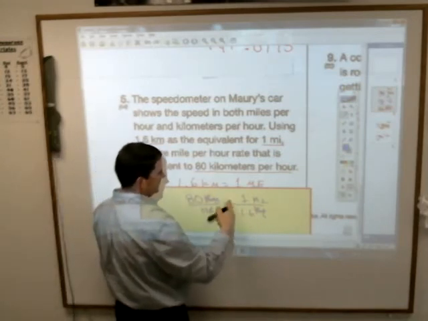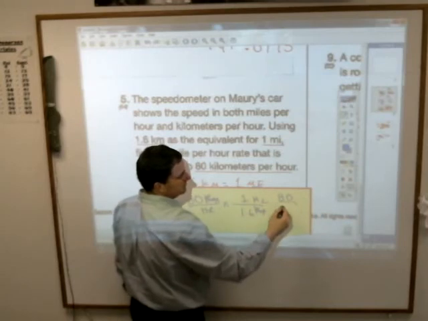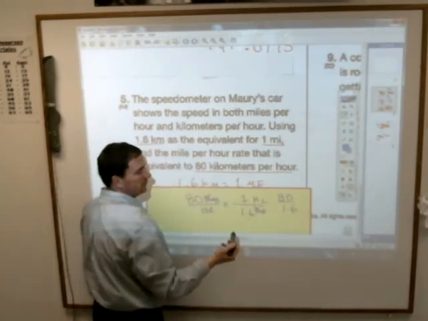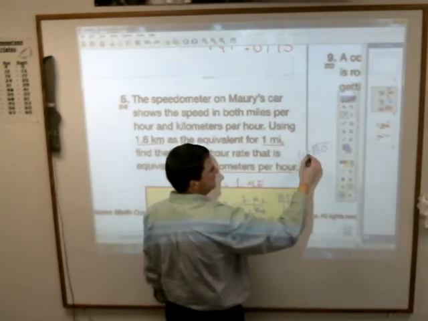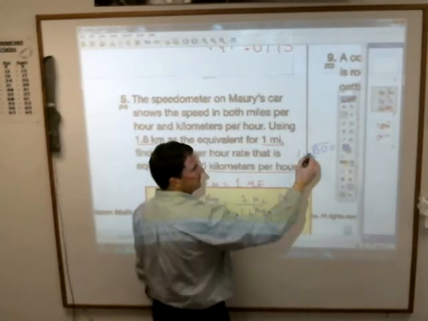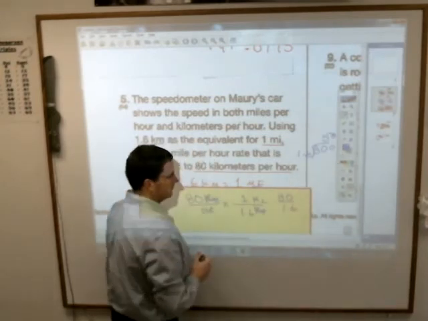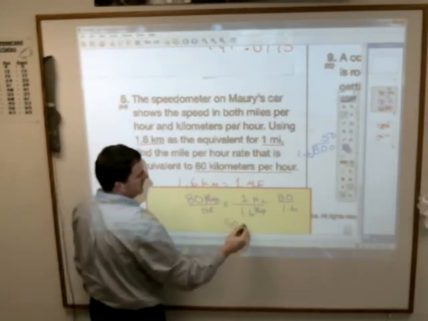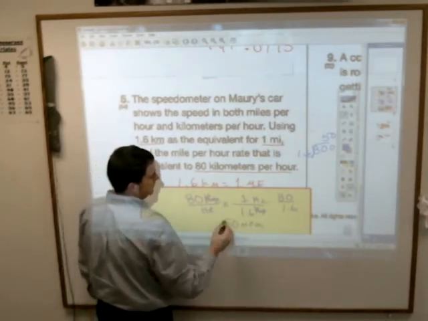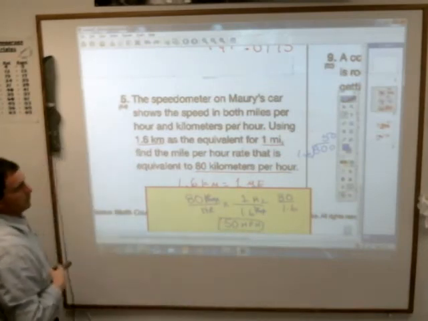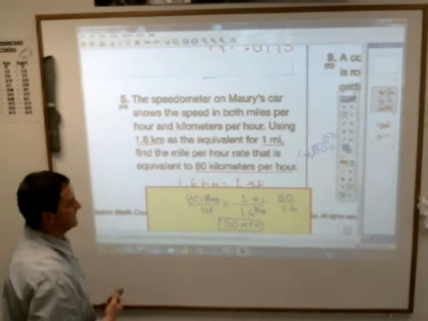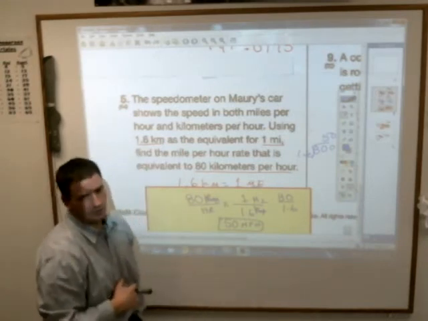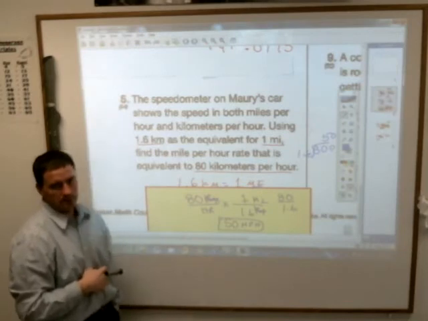Now it's 80 over 1.6. I need to divide 1.6 into 80. So 80 divided by 1.6 is the same as 16 into 800, and you end up with 50. Your answer is 50 miles per hour. Again, unit multipliers. That's why the speed limit is like 100 kilometers per hour in Canada, because that's only like 65 miles an hour here, which seems like a lot.